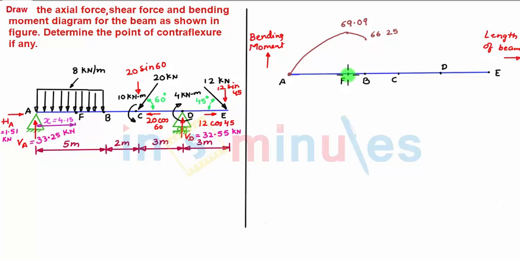Now we have talked that at point F, since the shear force is 0, the positive bending moment is maximum. So this we can see from this diagram.